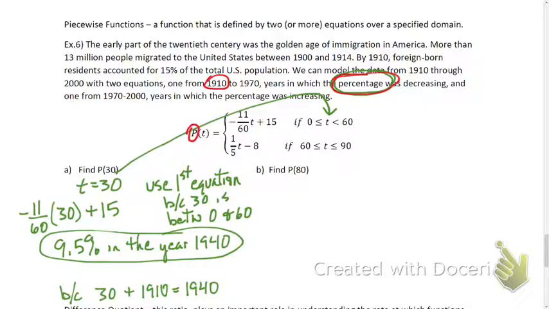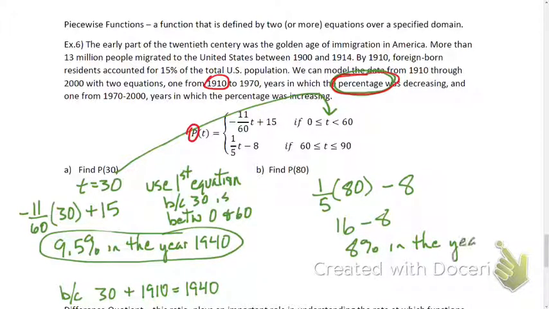All right, let's try B. I'm going to plug in 80, and I'm going to use the second function because 80 is between 60 and 90. So I have 1/5 times 80 minus 8. 80 divided by 5 is 16. Subtract 8, and I get 8%. And that's in the year 1990. Because 1910 plus 80 is 1990.